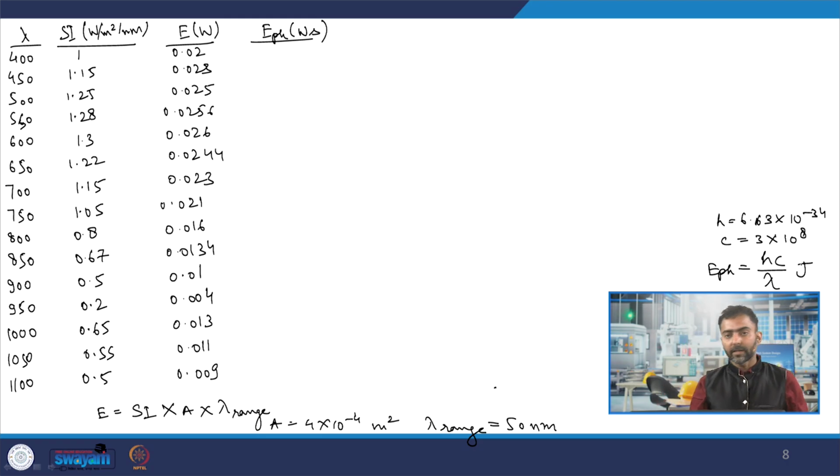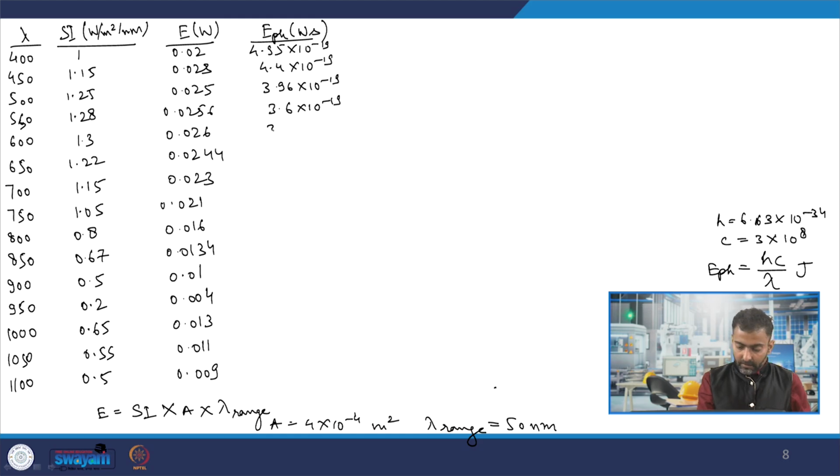We use those values of h and c, and the lambda values are given here. If you put everything in SI units, you get these values in watt second for the energy of the photon, something like this: 4.95 into 10 to power minus 19, then 4.4 into 10 to power minus 19, 3.96 into 10 to power minus 19, 3.6 into 10 to power minus 19, 3.3 into 10 to power minus 19, 3.05 into 10 to power minus 19, and so on. You can fill the column here.